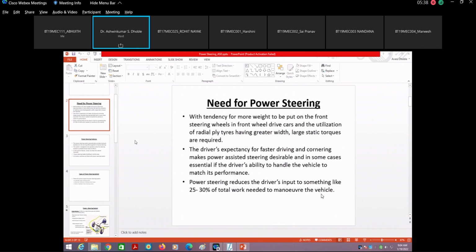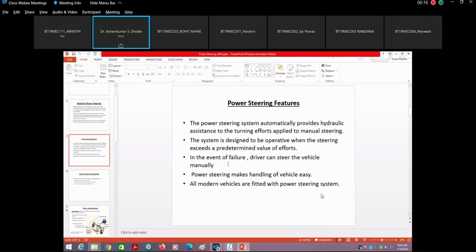I told you that the power steering system will not always be operating, whereas it will come into picture when the driver's effort to steer the vehicle increases beyond a predetermined value, which is fixed by the designer. Then the power steering will come into picture and provide the assistance. The problem with the power steering pump is that you will face a problem in the fuel economy of the vehicle.